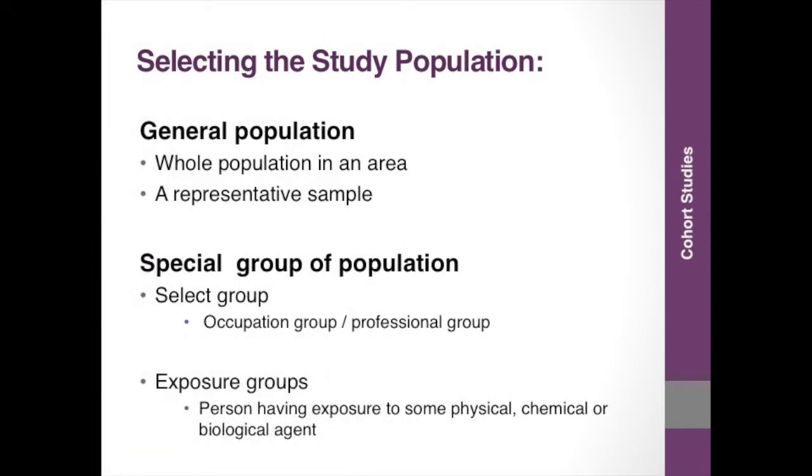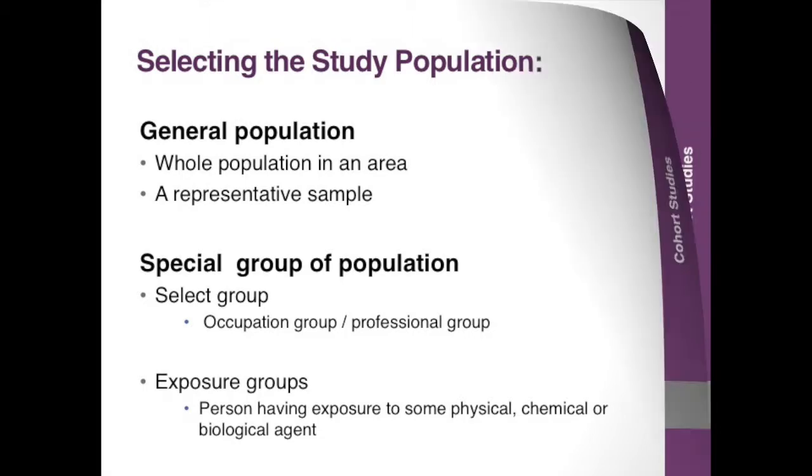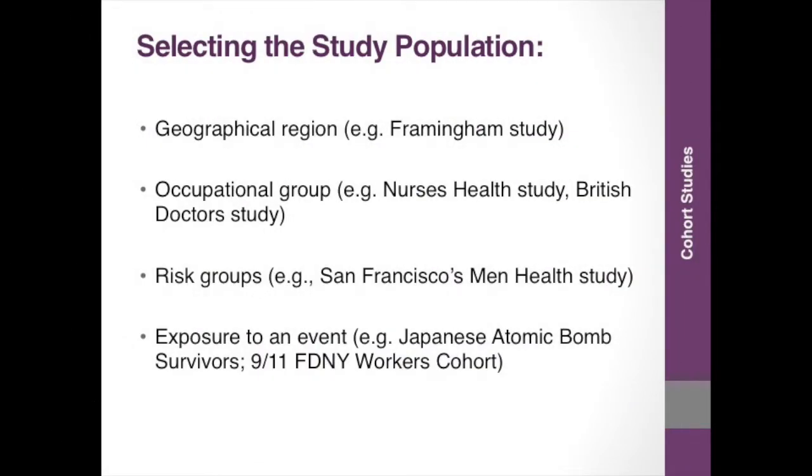Study populations in cohort studies can be from the general population, or they can be members of specific groups based on certain characteristics or exposures to a particular factor. For example, they might come from the same geographic region or have the same occupation, or they might have different exposures to risk factors or being exposed to a common event.